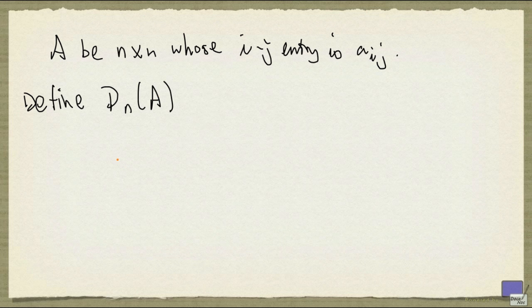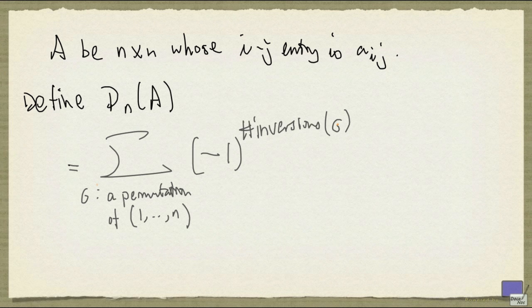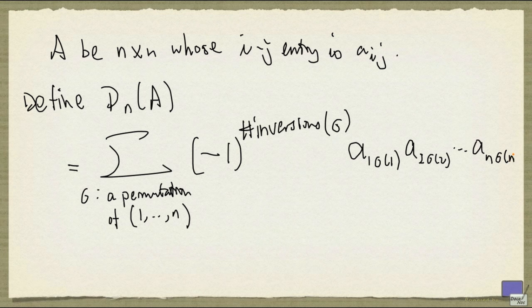So let A be an n by n matrix, and we're going to label the ij entry as Aij, and we're going to define Dn of A to be this minus 1 to the number of inversions of the permutation sigma, times A1 sigma 1 up to An sigma n. Alright, so what does that mean? Usually a permutation is given by something like this. So for example, when n is 4, a permutation is usually denoted as this.